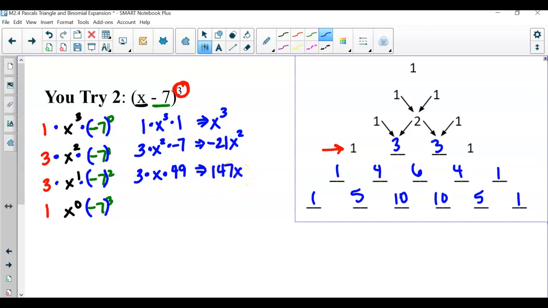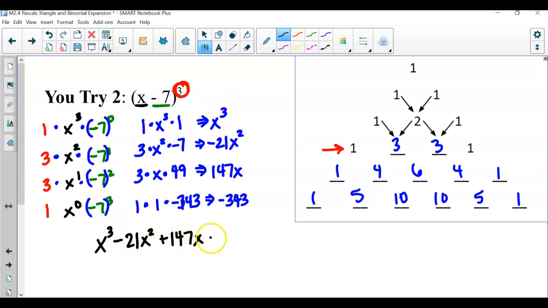And then the last. So here you have 1 times anything to the 0 power is 1. And then notice how we're flip-flopping, right? So I know I need negative 343. Oh, wait, sorry about that. Which here is still negative 343 because you're just multiplying by 1. So the final answer you should have gotten is x cubed minus 21x squared plus 147x minus 343.